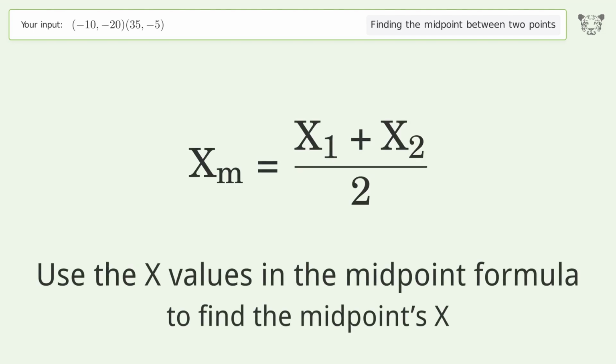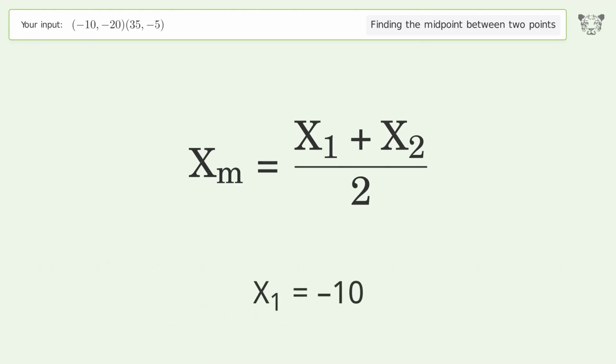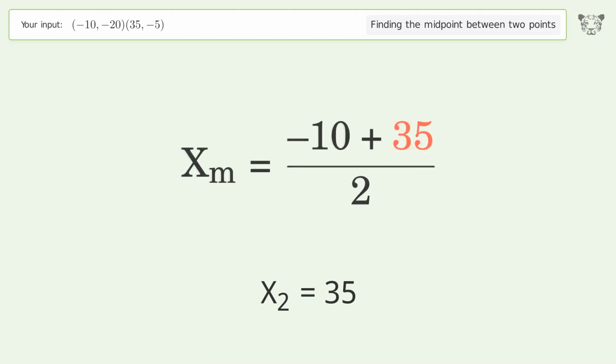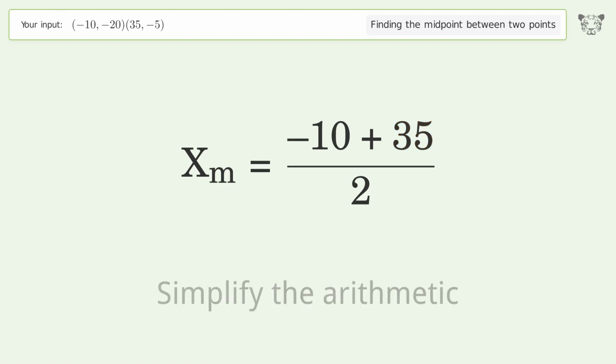Use the x values in the midpoint formula to find the midpoint's x. x1 equals negative 10. x2 equals 35. Simplify the arithmetic.